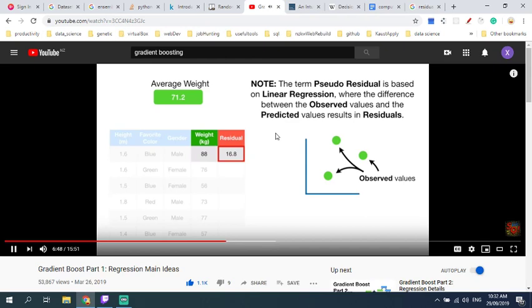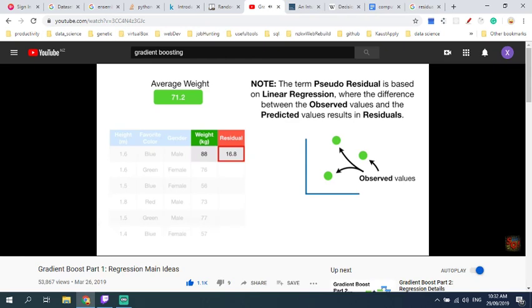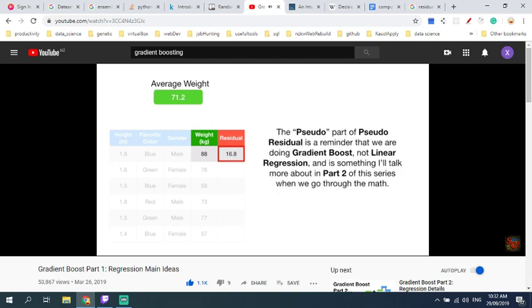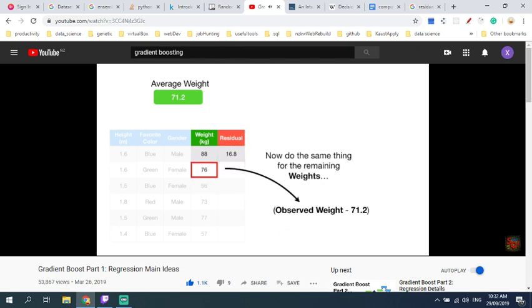Note, the term pseudo-residual is based on linear regression, where the difference between the observed values and the predicted values results in residuals. The pseudo part of pseudo-residual is a reminder that we are doing gradient boost, not linear regression, and is something I'll talk more about in part 2 of this series when we go through the math. Now we do the same thing for the remaining weights.